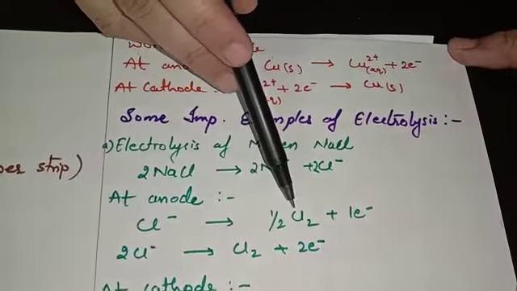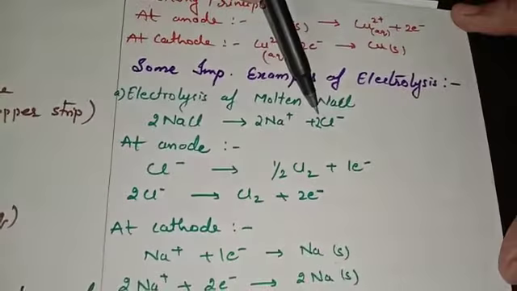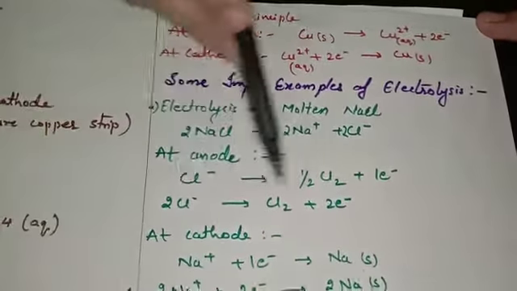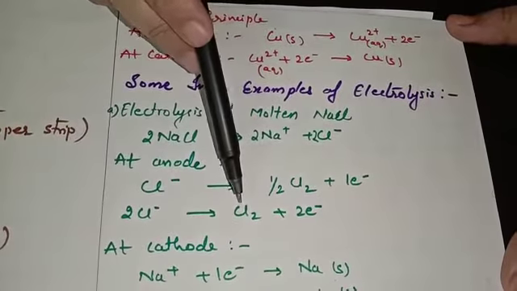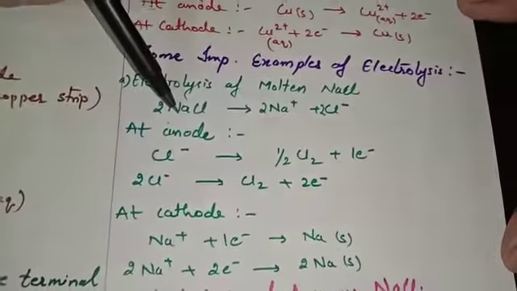It is not monoatomic, hence I have written half. Now, just to balance the equation, 2 chloride ions are there. So, 2 chloride ions will lose 2 electrons and get converted into Cl2 gas. That means at the anode, chlorine gas is released.